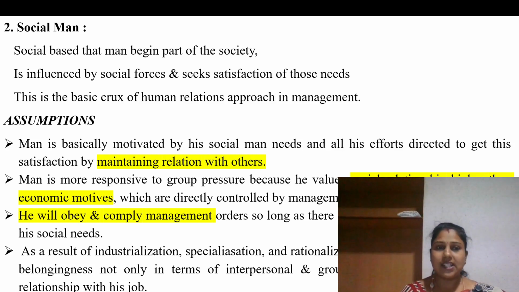The second one, social man. Everyone is a part of society. Everyone is influenced by social forces, and everybody seeks satisfaction. The basic crux of the human relations approach in management is the social man model.